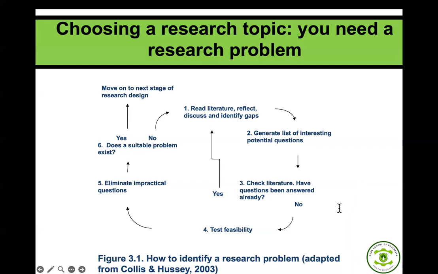And then the last step, the final check. Do you have a specific researchable problem? And the problem you are going to research on should be what? Properly grounded in the literature.